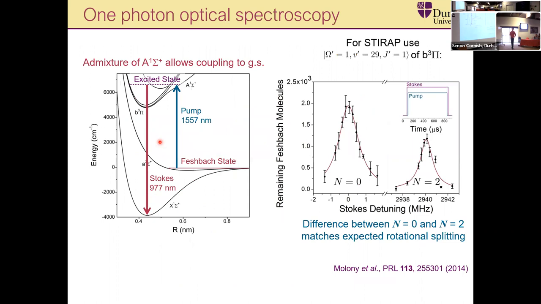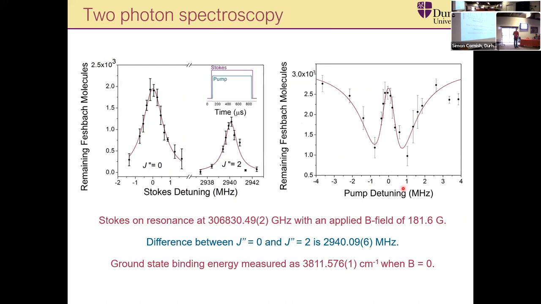So we can connect our Feshbach state up here, and we can then shine on this 977 nanometer photon and go down to the ground state. We do this kind of dark state spectroscopy. Here we're putting the pump light on resonance, but when the Stokes wasn't doing anything, it just repeats the number of Feshbach molecules. But when the Stokes light, which is stronger, hits a resonance, then we get this dark state spectrum. This is when you crack open the champagne, when you measure two features which are separated by the rotational splitting of the molecule. That means we've identified the transitions in the ground state. You can also then sit on one of these and vary the pump detuning, and you get your usual dark state Autler-Townes feature.